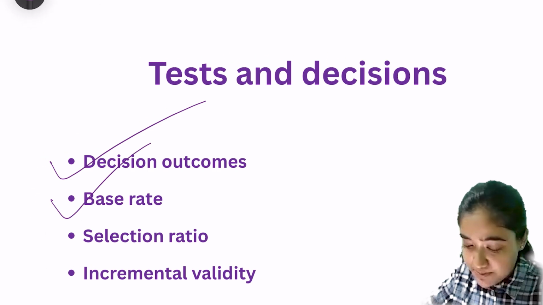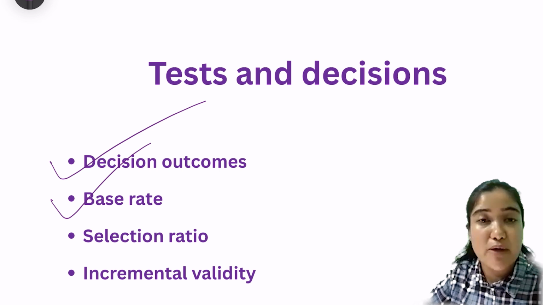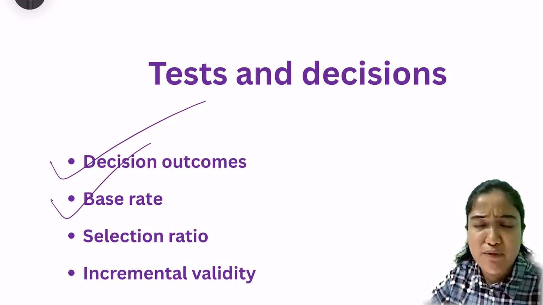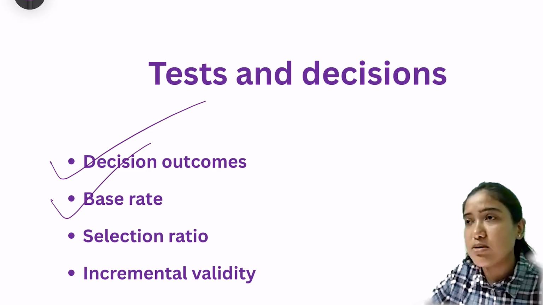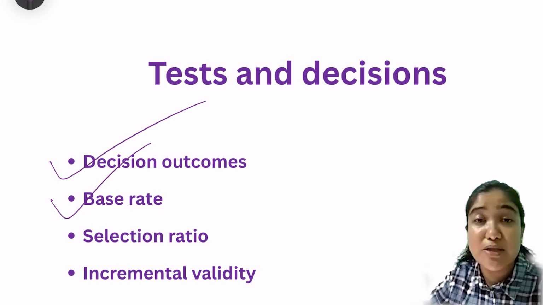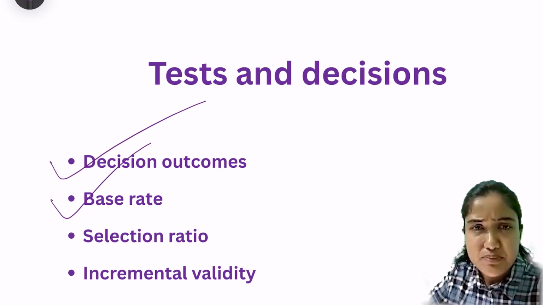What is base rate? The proportion of people in the population who actually possess the characteristic of interest. For example, there are 100 applicants for, let's say, a post of clinical psychologist, or for a post of a teacher, and among them only 10 are truly competent. The base rate is basically 0.10, and that is 10%.